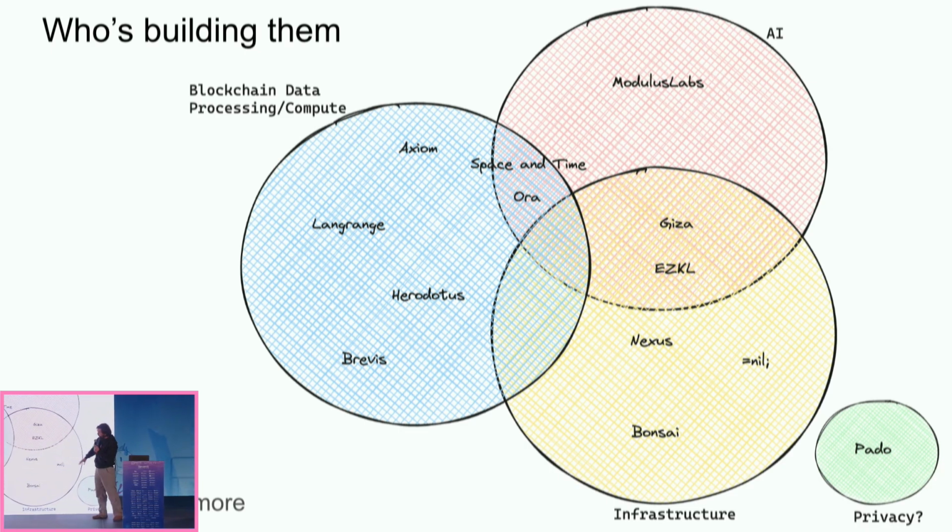Then over here we have the infrastructure level. We've got Bonsai by RISC-0, which is a big scalable RISC-0 ZKVM. Nexus has their own ZKVM, and they're building their own infrastructure for generating proofs. Same with Neil. And then over here, Pato. I haven't had enough time to look into Pato, but they have something about privacy, so it's worth looking into more and seeing where they fit in this space.